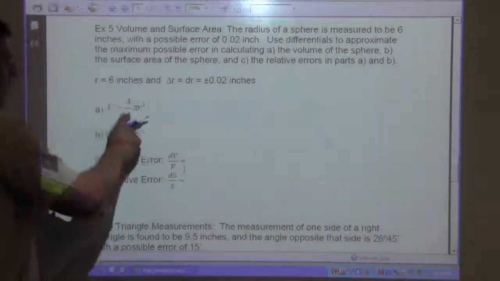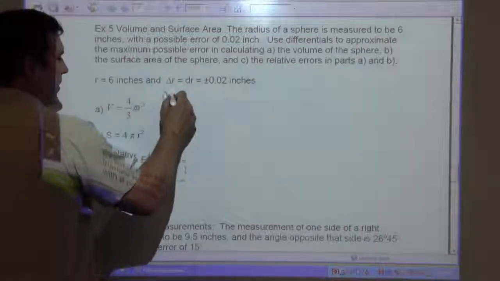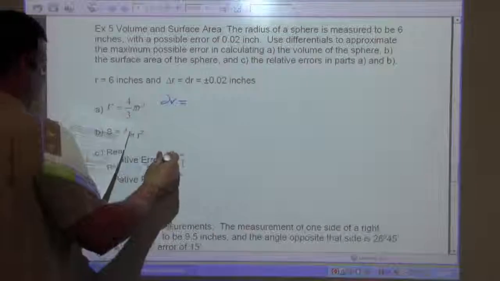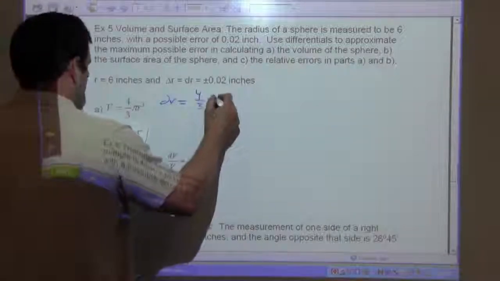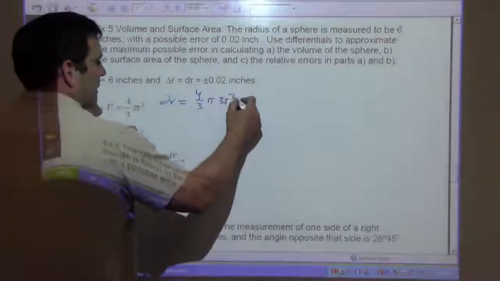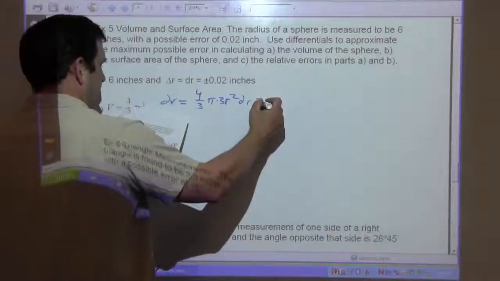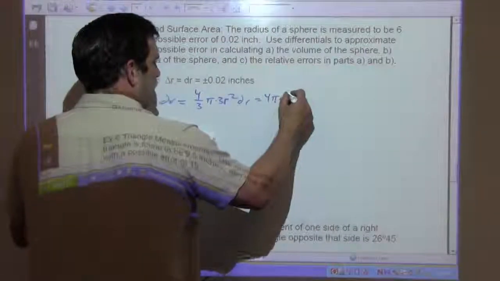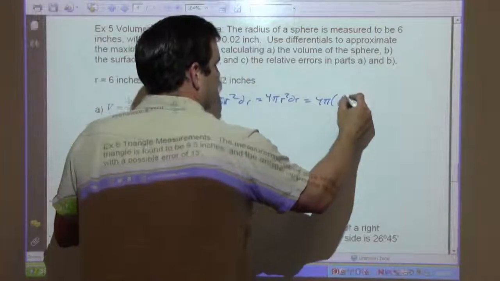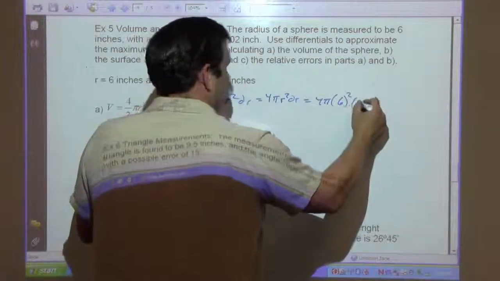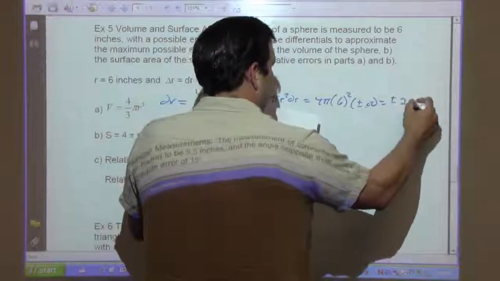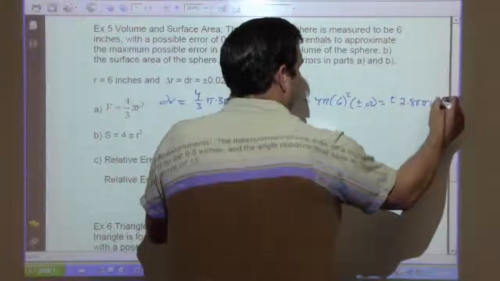So first one, volume is 4/3 pi r cubed, so dV is going to be 4/3 pi times 3r squared. The derivative of r cubed is 3r squared dr, which is 4 pi r squared dr, which is 4 pi times 6 squared, times plus or minus 0.02, which is plus or minus 2.88 pi cubic inches.